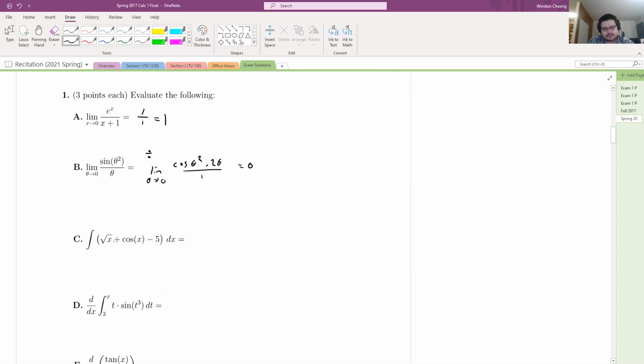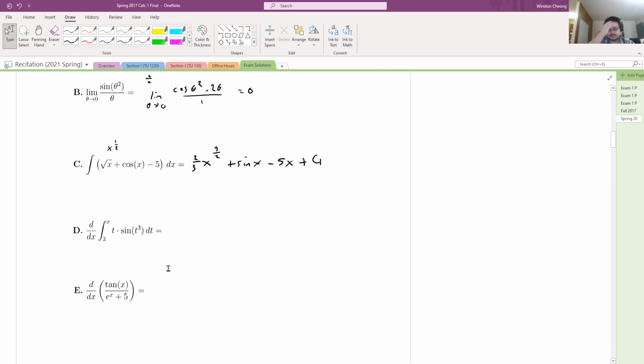This integral looks pretty straightforward. So first thing I'll do is I'll write this as x to the 1/2, just to remind myself. So then the integral is x to the 3/2, and then reciprocate, so I get 2/3 in front. Integral of cosine is sine, and then the -5 is going to become minus 5x, and then don't forget the plus c at the end for the integral.